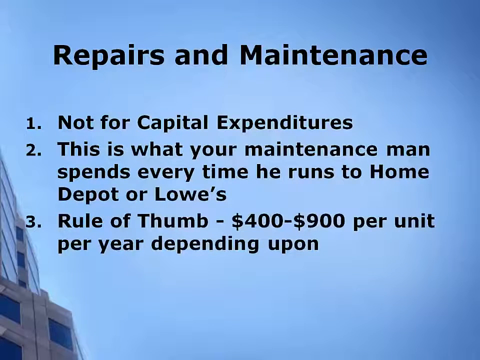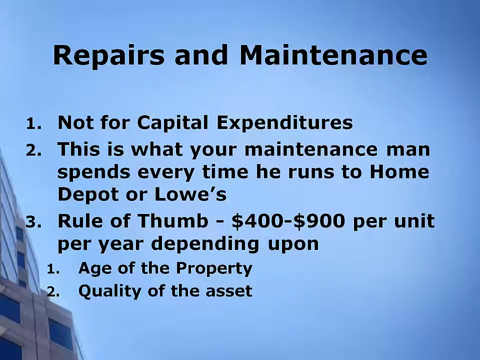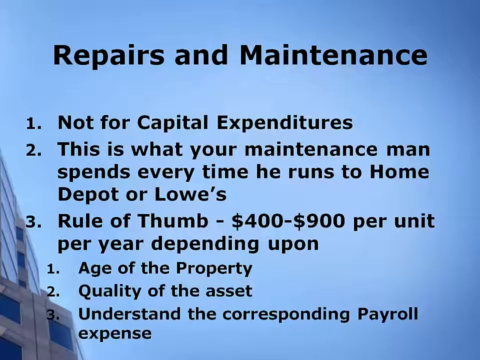The rule of thumb. Now understand, look at the big spread here on this rule of thumb. It's between $400 and $900 per unit per year, depending upon the age of the property, the quality of the asset, and you have to understand the corresponding payroll expense to this number. Let me explain what I mean by this. If you're dealing with a Class A property, one that's within the first 10 years of its life, they're not going to have much in the way of repairs and maintenance. Everything is working well on that property. So you're looking at the $400 range.